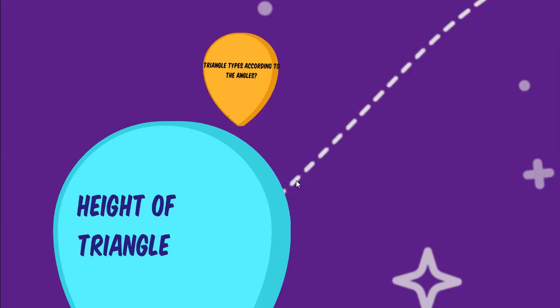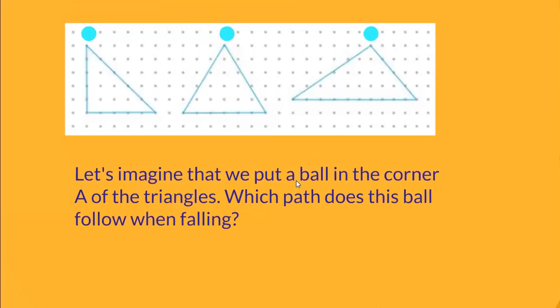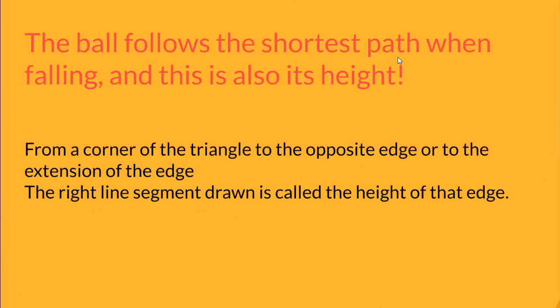Okay, let's look at the question. Let's imagine that we put a ball in the corner A of the triangle. Can you see? Yes. Which path does this ball follow when falling? Think about it. Yes, the ball follows the shortest path when falling, and this is also its height.